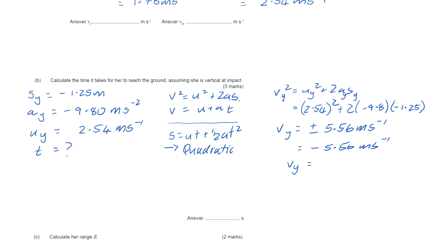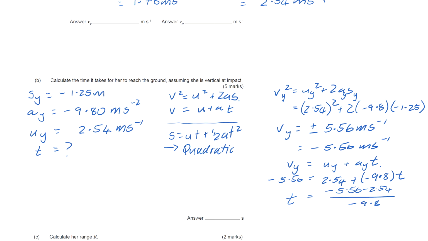So then I've got Vy is equal to Uy plus Ay times T. And I've got minus 5.56, and then I've got Uy, which is 2.54, and then I've got plus minus 9.8 times T. So you can see here, if you end up with a negative T, you've made a sign error somewhere. So T would be equal to minus 5.56, take away 2.54, divided by negative 9.8, and that gives me 8.27 times 10 to the minus 1 seconds.